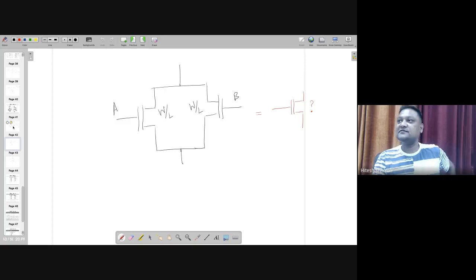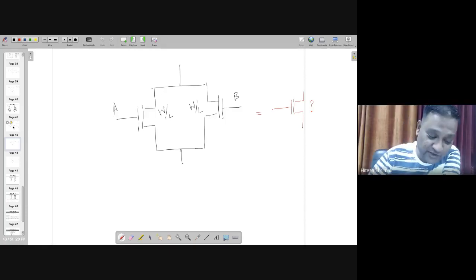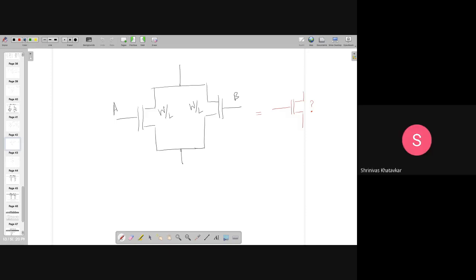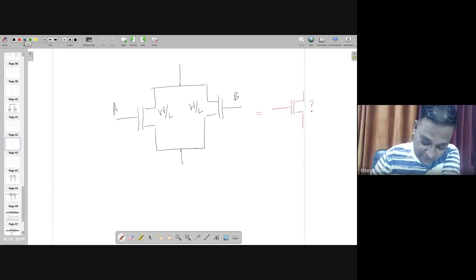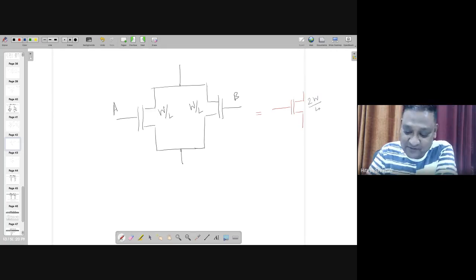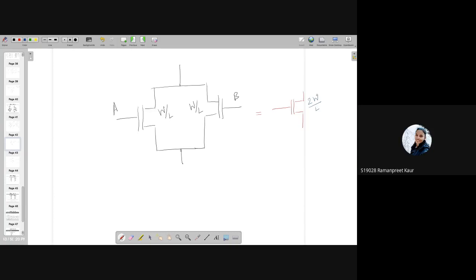Anyone can guess? Somebody might have studied somewhere. 2W by L. 2W by L. What's your good name? Srinivas. Yes, Srinivas. Okay. So Srinivas, you already know the answer. I was expecting this from some MTech. Anyway, so how did you get this answer? This is the correct answer, by the way.